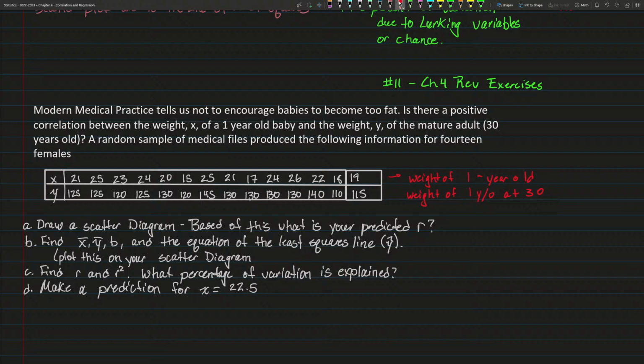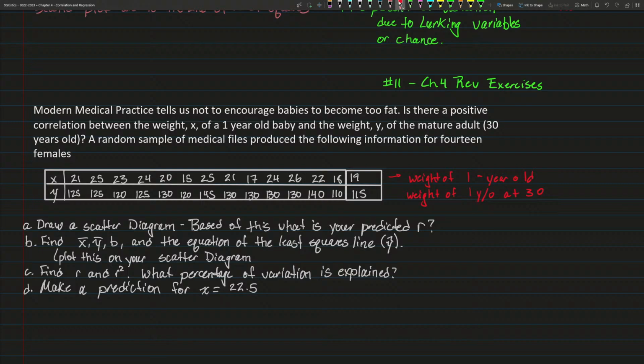Okay, so without doing any calculation, I'm just asking you, based off your scatter diagram, what do you think R is going to be? If it's a positive slope, it should be positive. If it's a negative slope, it should be negative. If it's all relatively on a straight line, it should be near 1. If it's all really scattered, it should be closer to 0, and so on and so forth, right?